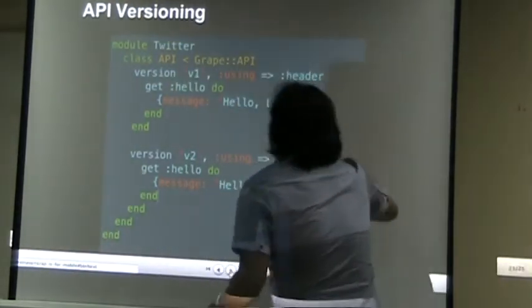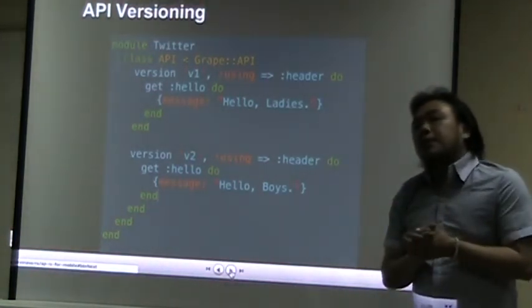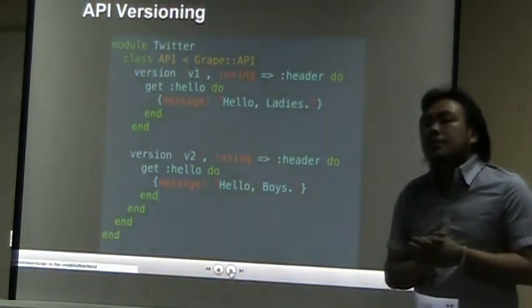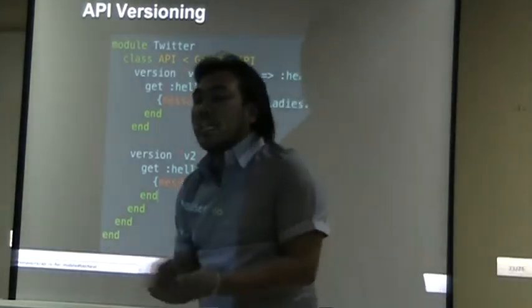And this is what brought us to Grape. This is why we picked Grape over any other framework, because it allowed us to do this. And it allowed us to easily get around that app store, that multiple client problem.